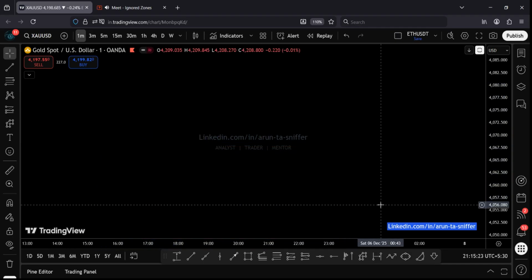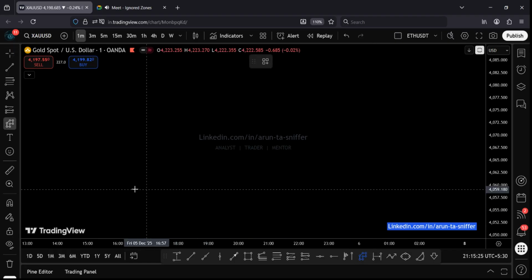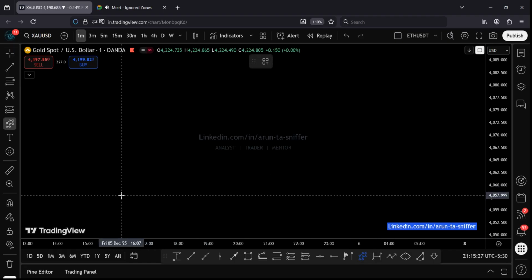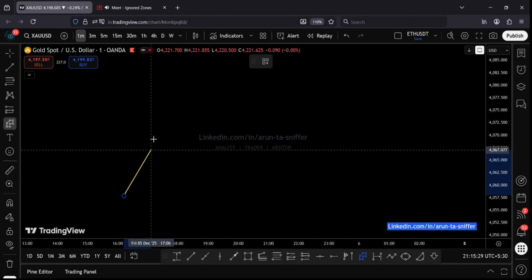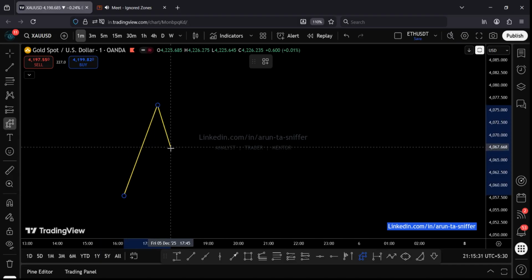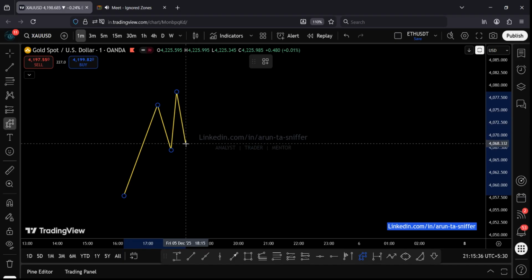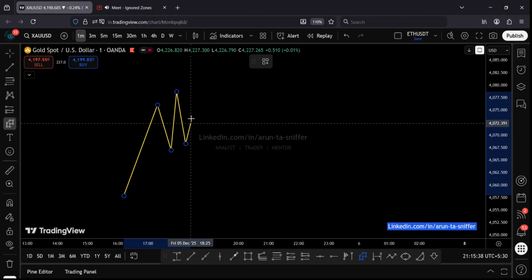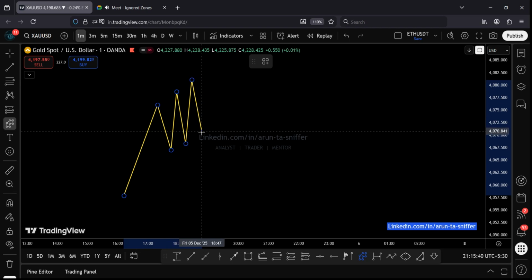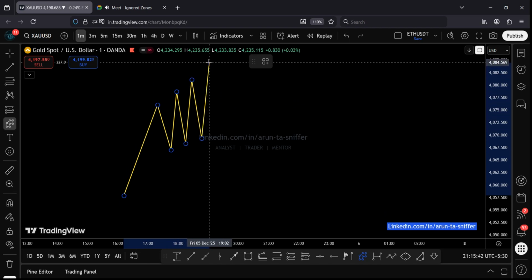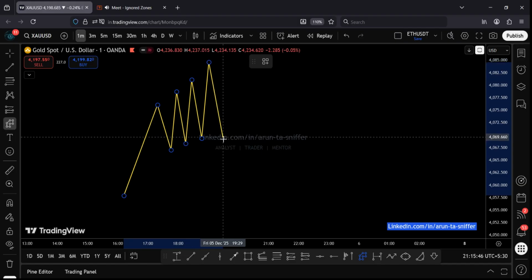Okay, so how is compression formed? Compression is formed when price goes up, comes down, goes up, comes back and takes the order, meaning the demand of this zone, goes up, comes back again and goes up, and then fell sharply, comes back.